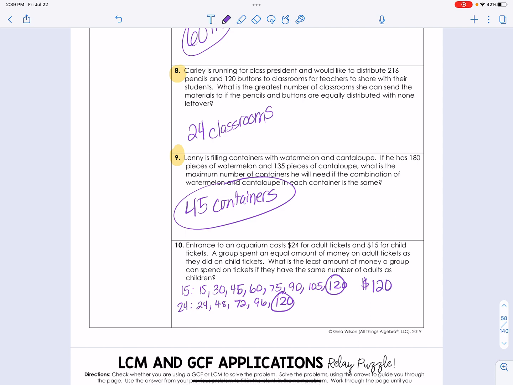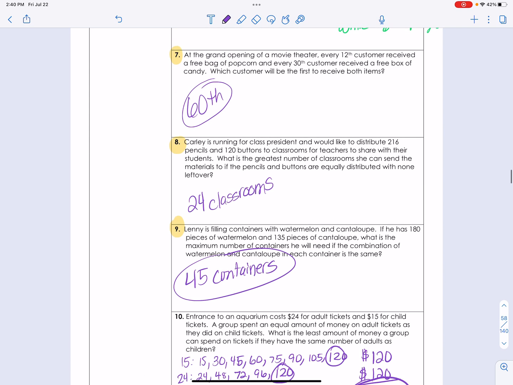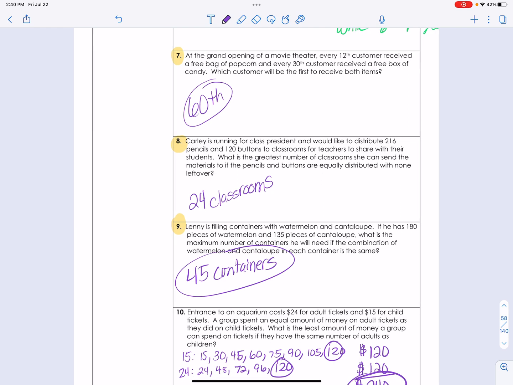So what is the total? Well, they spent $120 on adults and $120 on kids. So their actual total is $240. I do think that is a tricky question. So that's why I wanted to do that one together. Please let me know on 7, 8, 9 if you have questions.